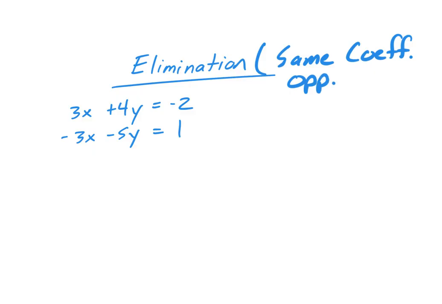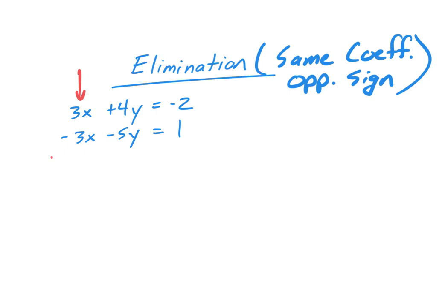What we're looking for here is the variable that has the same coefficient but opposite signs. So one's going to be a positive 3 and one's going to be a negative 3. And it has to be either the x or the y. Over here doesn't really matter. Right away, I can see my x's are opposites. One's a positive 3, one's a negative 3. So that's the ones we're going to eliminate.